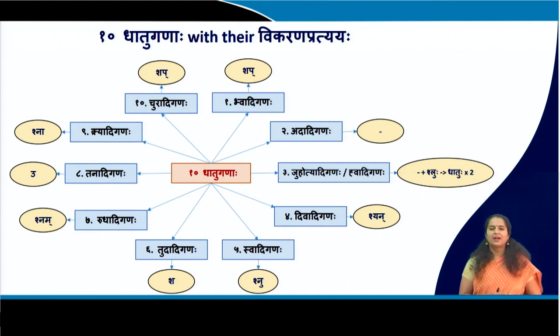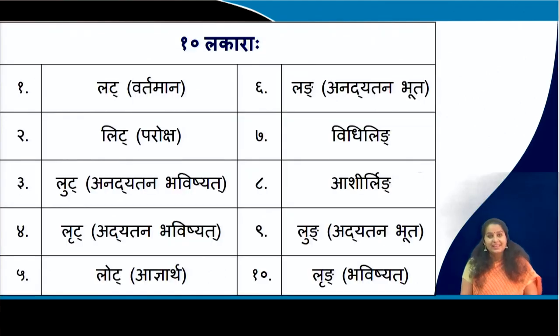Another format for understanding the dhatu ganaha with their vikarana pratyayaha. So let's look at the 10 lakaras, which is the focus of our study today. The first lakara is lat, the vartamana kalaha, or the present tense. The second is lit, parokshe lit, which means a past tense, but that which is beyond the period that we can witness. It's not pratyaksha, it's paroksha.